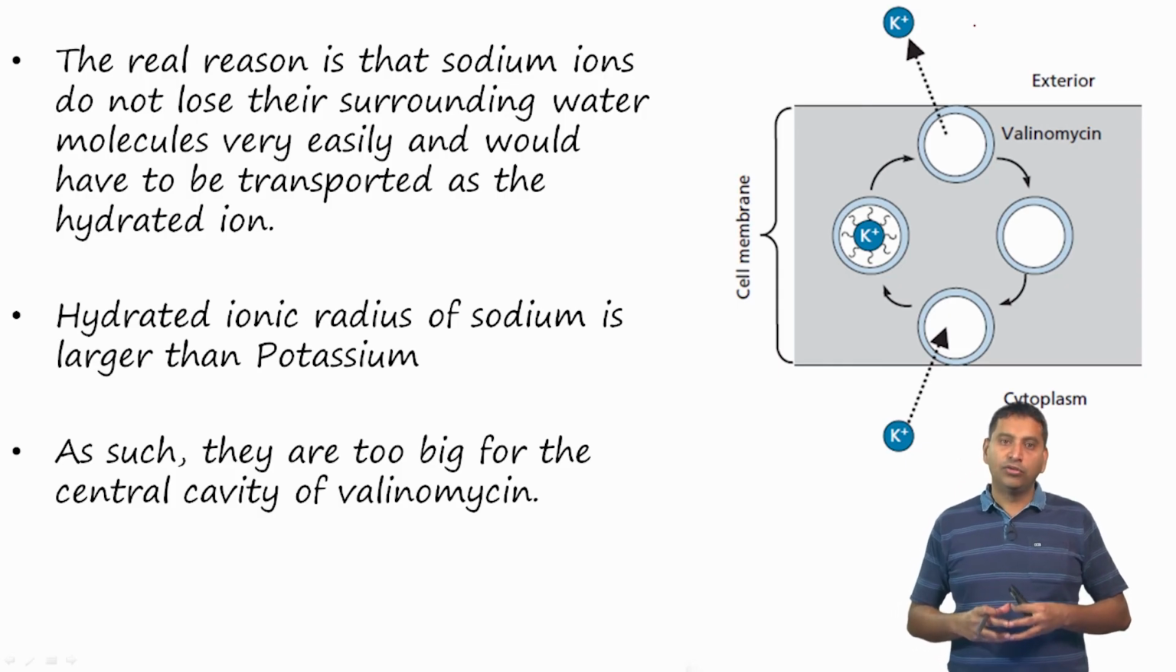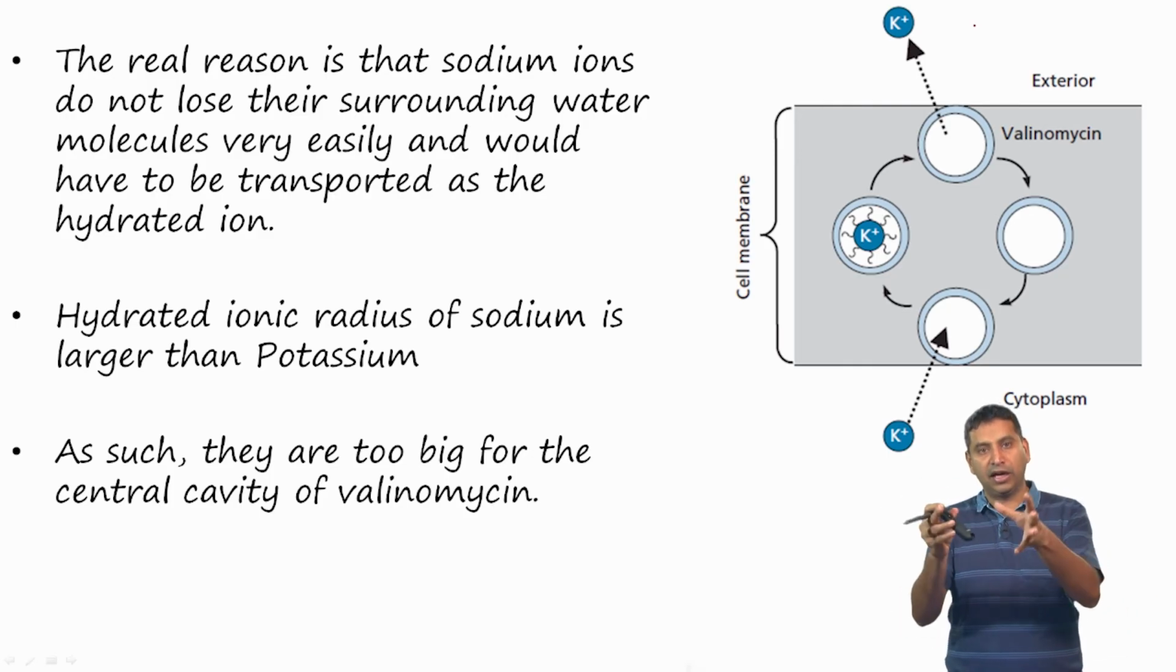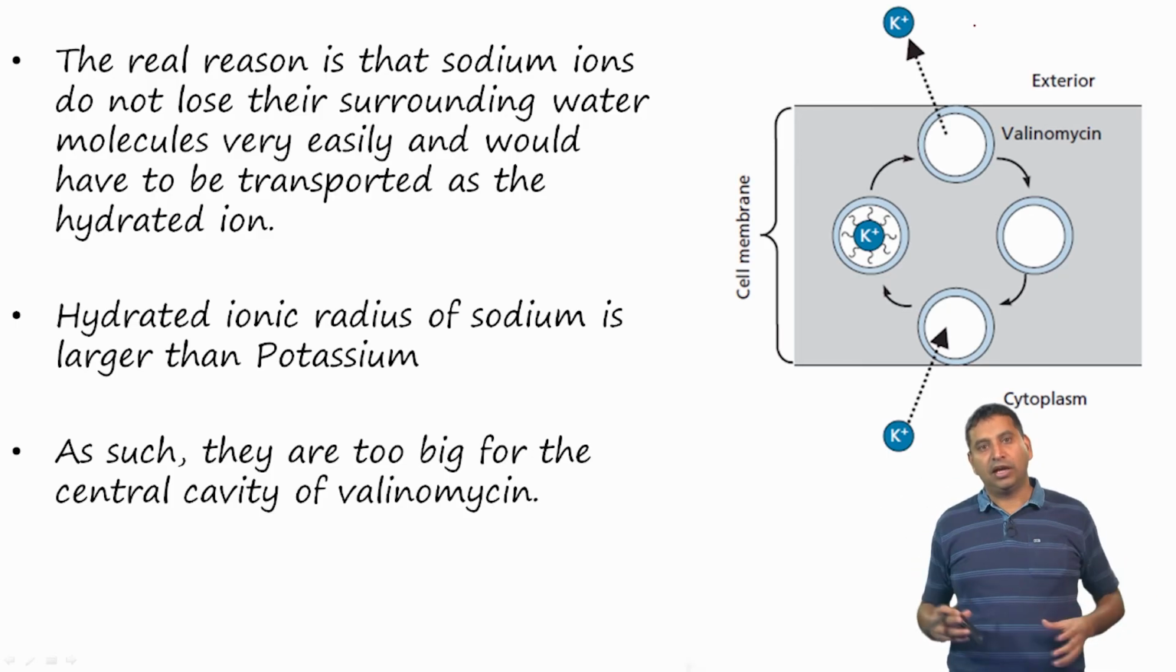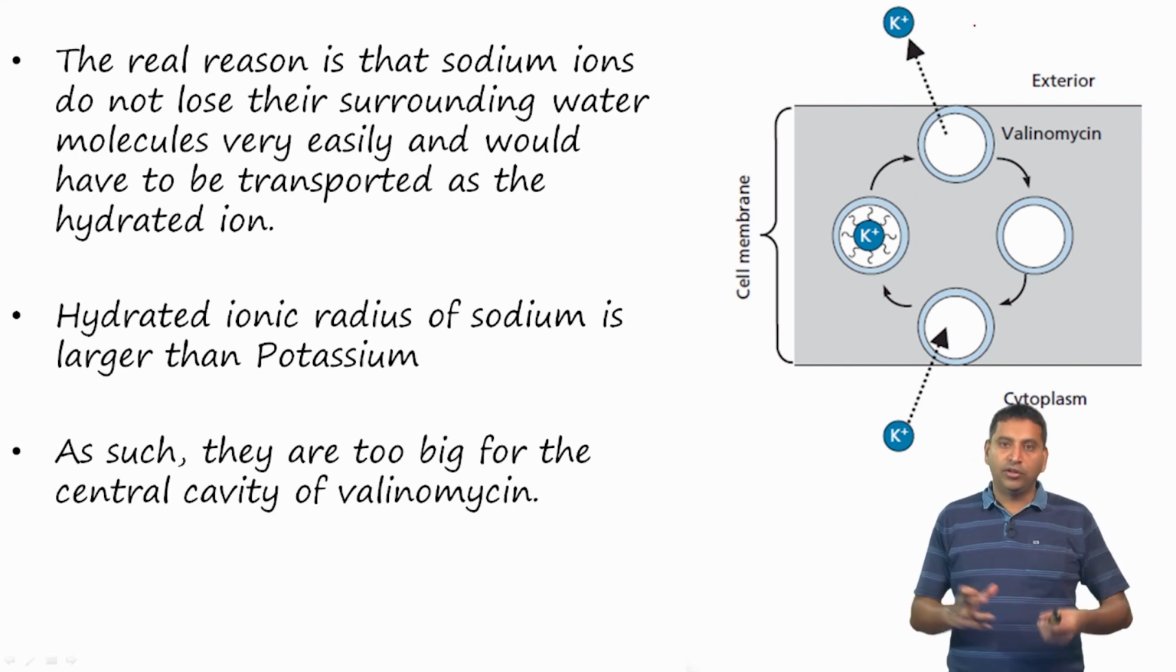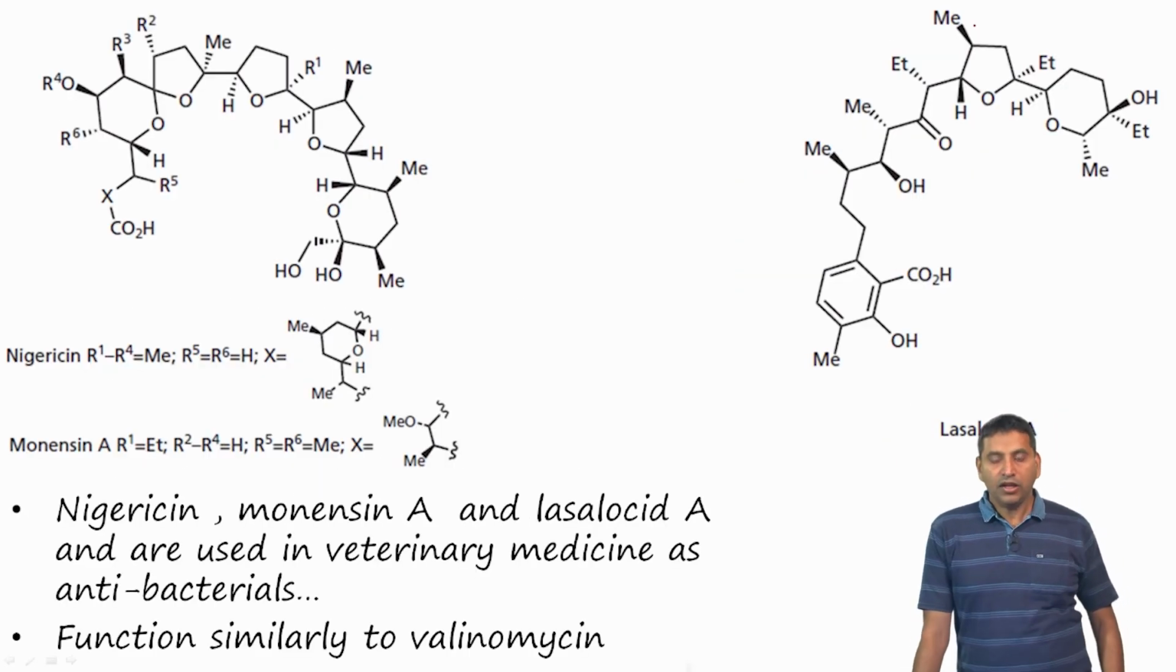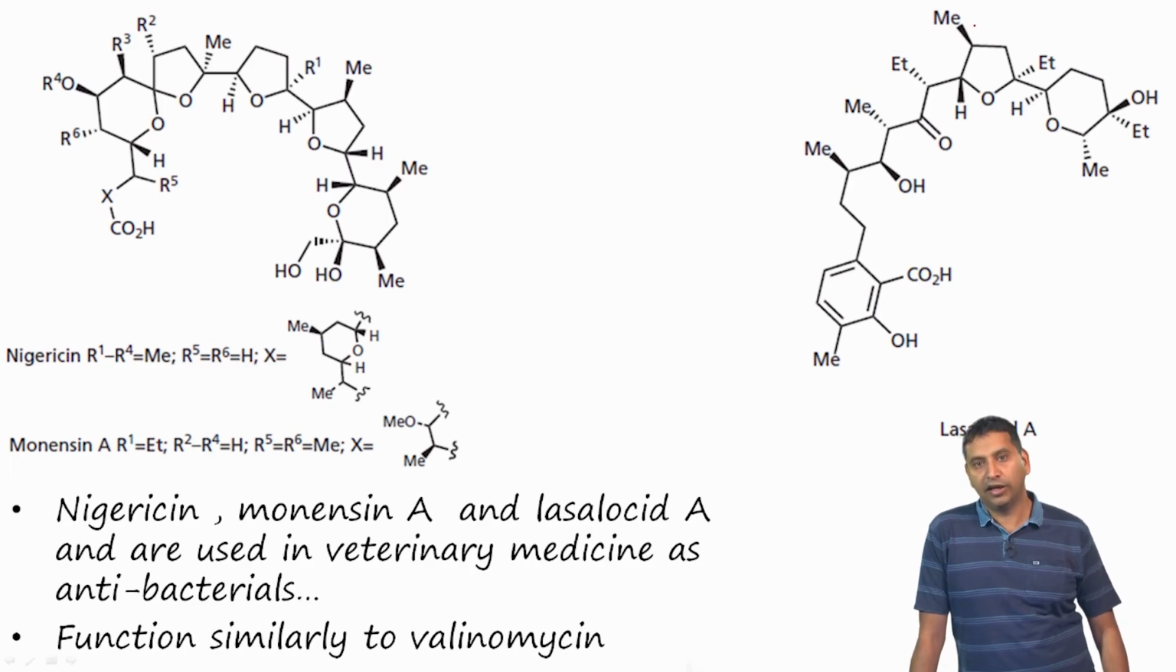Also, sodium ions do not lose their surrounding water as easily as potassium ions. The potassium ion, being larger, has a greater tendency to lose its water molecules and become naked, whereas the sodium ion does not do this. Together, this imparts selectivity towards potassium ions over sodium ions. The next set of molecules we are going to look at are nigericin and related molecules, whose structure is shown here. These have been used in animal medicine, that is veterinary medicine, as antibacterials, and they function quite similarly to valinomycin.